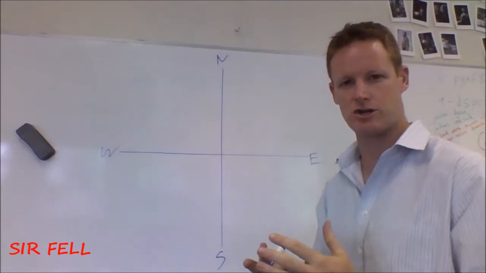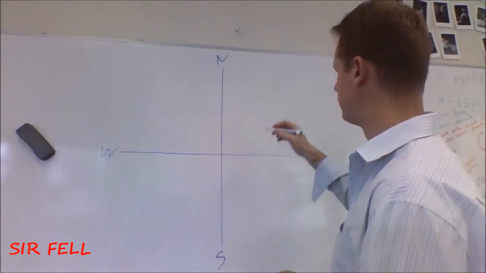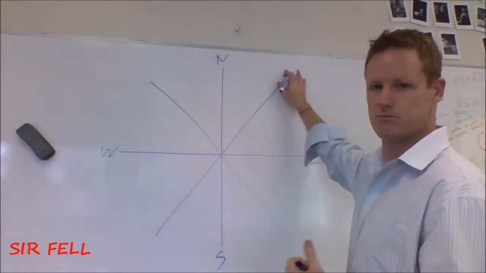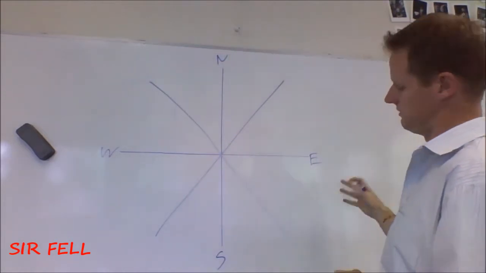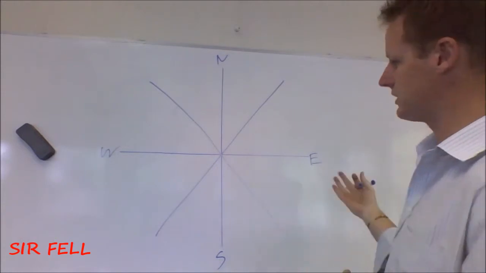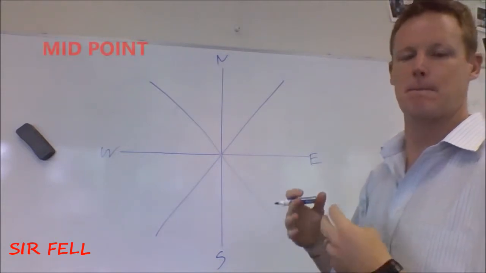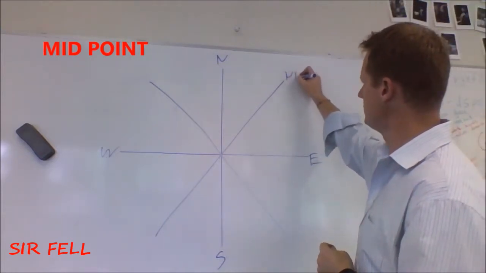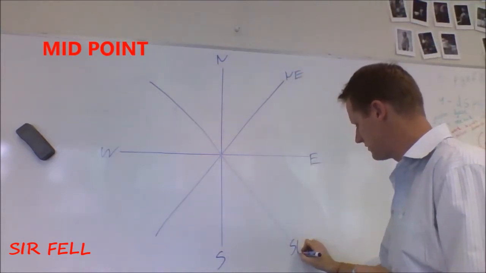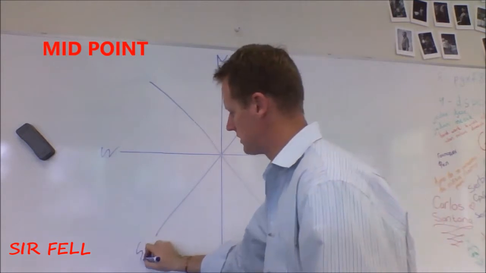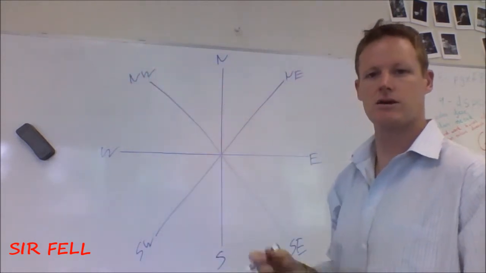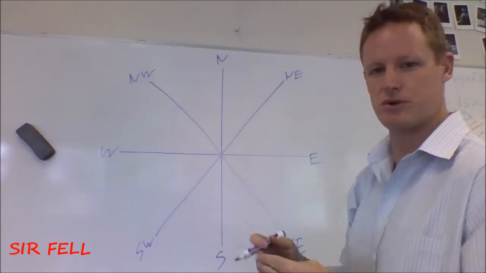I then take those cardinal points and I'm going to divide them in half. I then find that I'm now in the middle between north and east, or in the middle between south and east. Now those are known as midpoints because they're in the middle. So I have northeast, southeast, southwest, northwest. They're in the middle and they're known as midpoints.